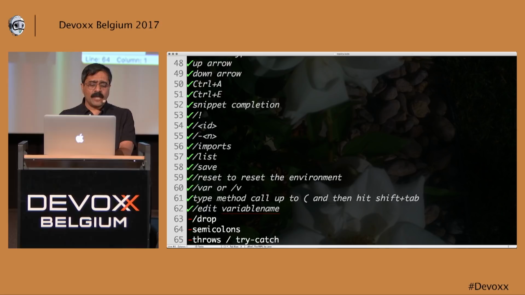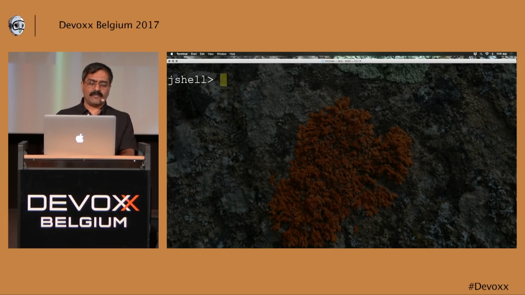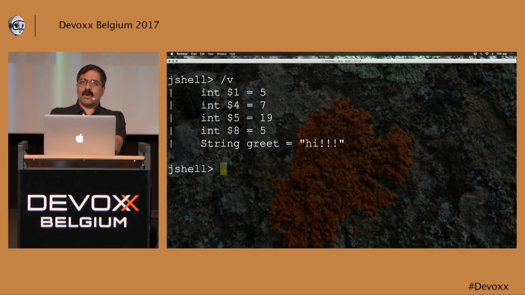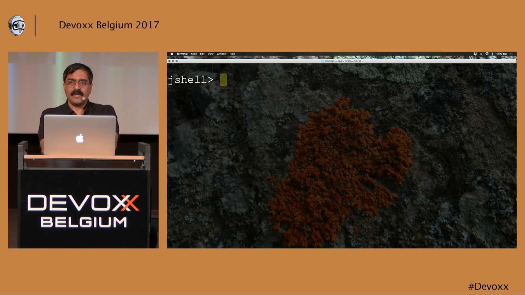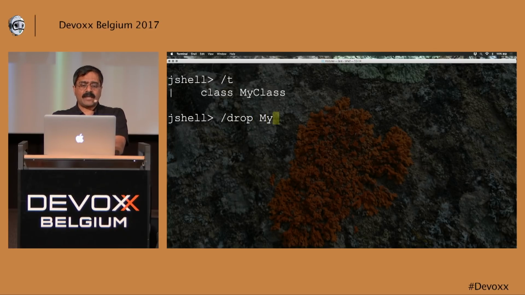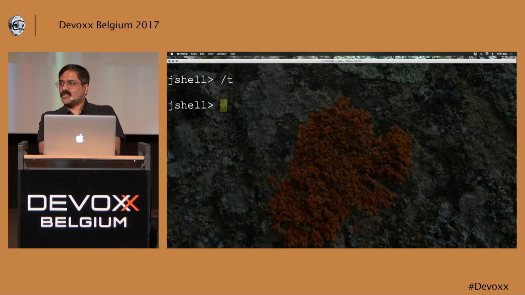One of the other real beautiful things is, I already talked about semicolons and try and throw. Well, the drop is a really phenomenal function. So /v tells you all these things. I'm going to drop $8 over here, and I drop the variable. Now, if you look at the variables, you don't have $8 over here. You can drop all kinds of stuff. So I have a class called MyClass. Drop MyClass. And in this case, I drop the class, no longer present. So you can drop them from your environment as well.